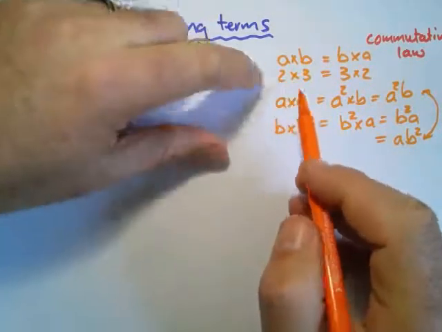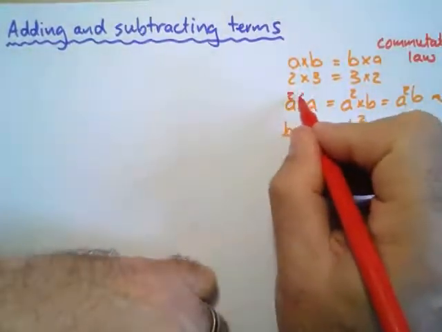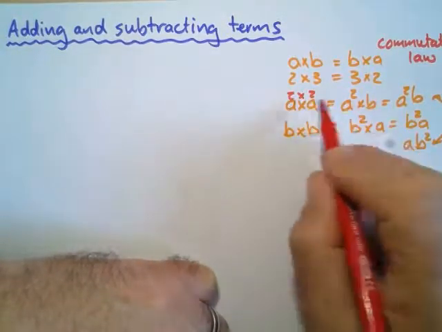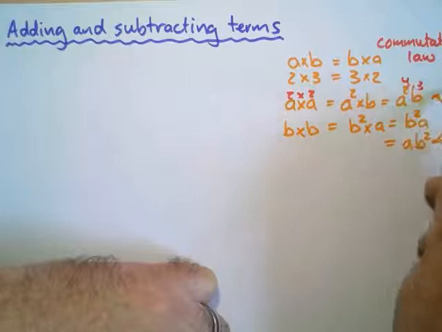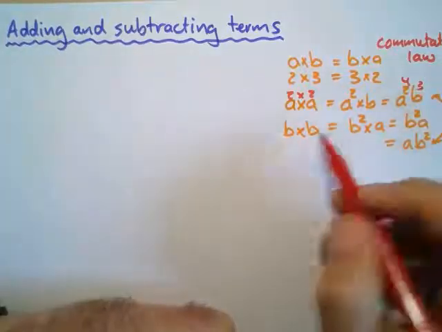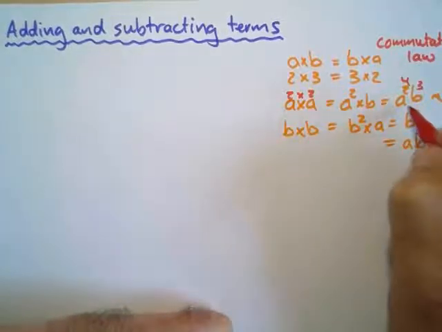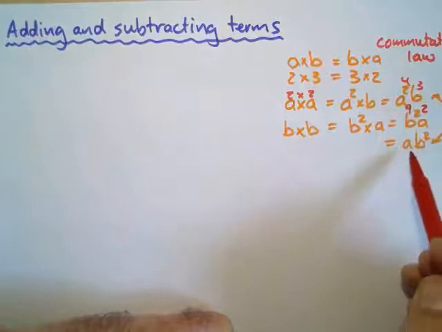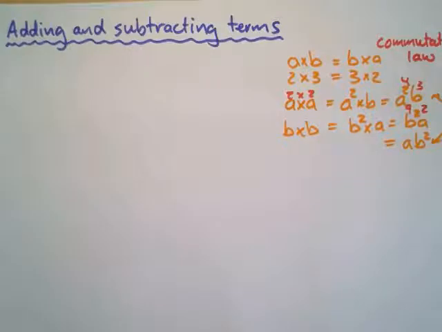Let's put some values in. Let's put those 2 and 3 in there again. If A is 2, 2 times 2 gives me 4, times B, which was 3. So 4 times 3 equals 12. On this side, B squared means 3 times 3, which is 9, times A, which is 2. 9 times 2 is 18. So you can see that A squared B is definitely not the same as AB squared. And that's very important when we do the following.